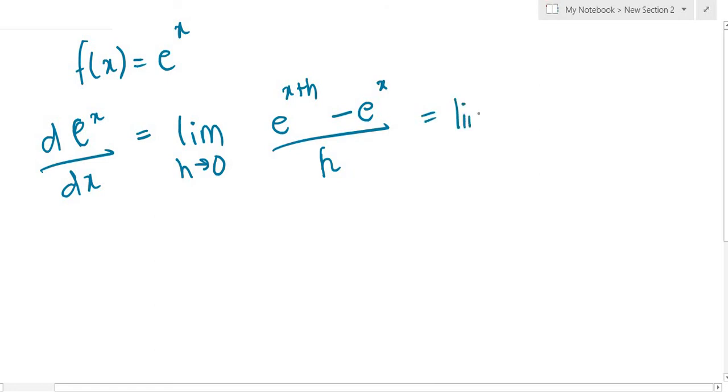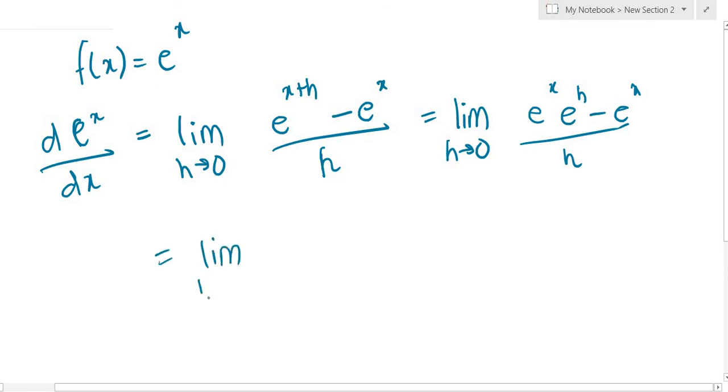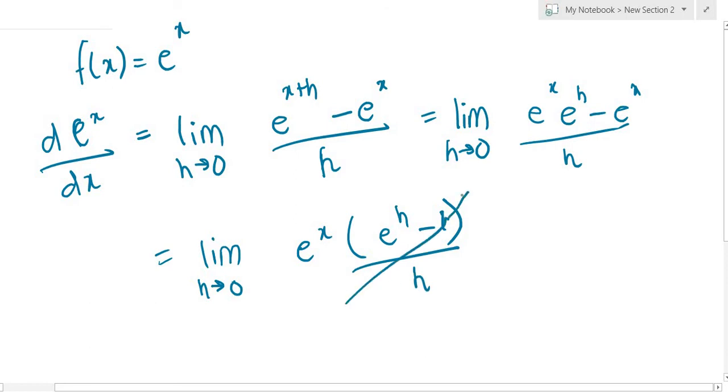Now, if you know some exponential properties, this is e raised to x into e raised to h minus e raised to x all over h. And since it's a multiplication in the numerator, we can just factorize e raised to x out. E raised to h minus 1 all over h. And again the identity, this thing will just go to 1. And since there is no h term now remaining in the e raised to x, the limit as h tends to 0 of e raised to x is just e raised to x.